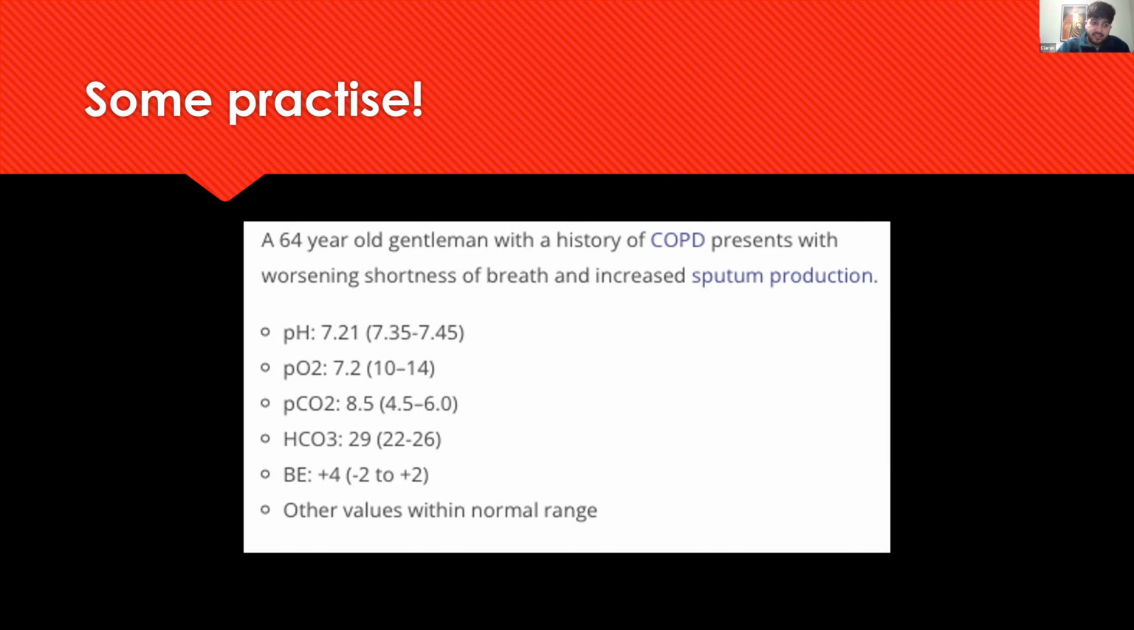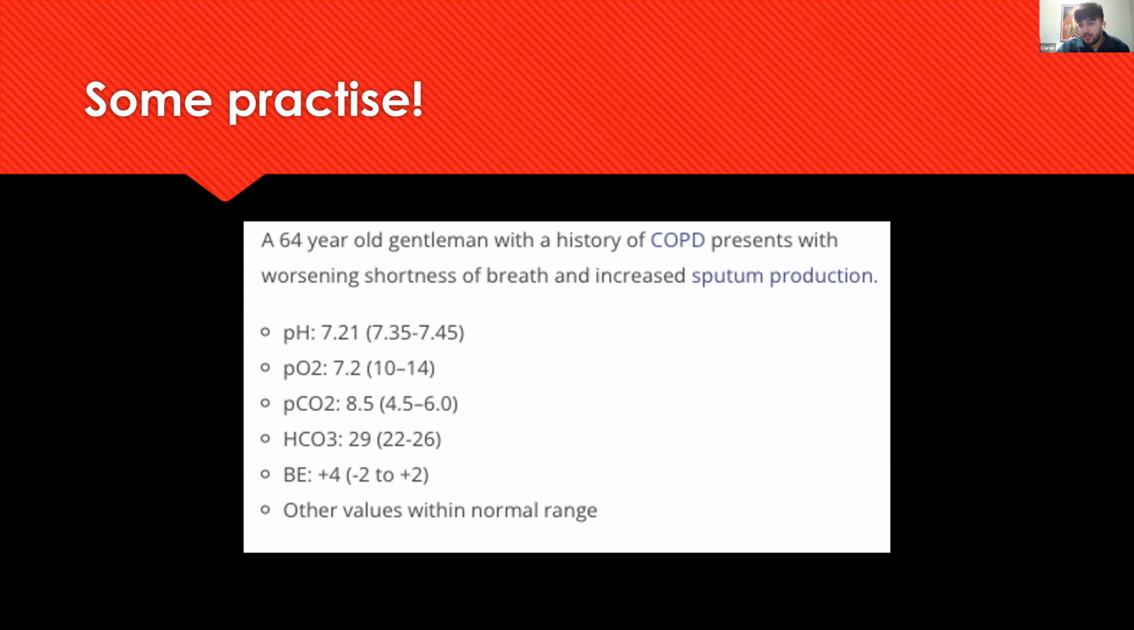Next thing we want to look at is the partial pressure of carbon dioxide. So in a respiratory acidosis, we'd expect the partial pressure of carbon dioxide to increase. Within a respiratory alkalosis, we'd expect it to decrease above or below the normal range. And in this case, it's increased above the normal range. So this looks like a respiratory acidosis.